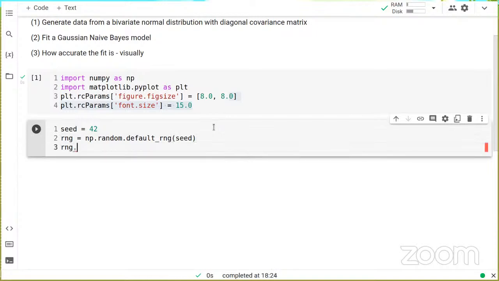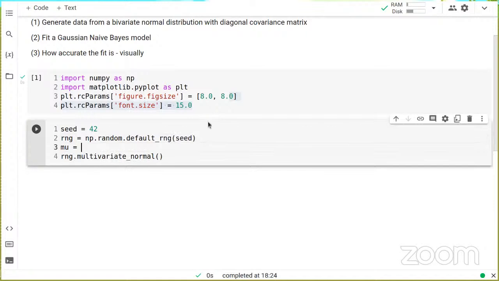Okay, so now what I want is to generate a bivariate normal distribution, right? So I'll do rng.multivariate_normal, and my mean will be, let's say, 1,1. Just anything will work. I'll just play around with this, and the covariance matrix will be identity, right? We want it to be identity or diagonal, but let's take the simplest diagonal matrix, which is identity.